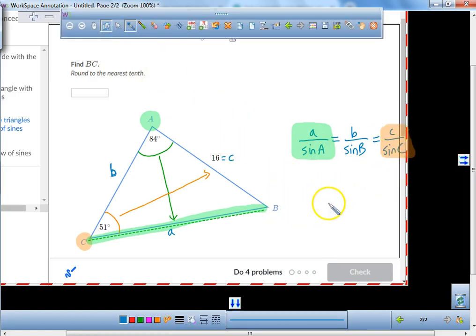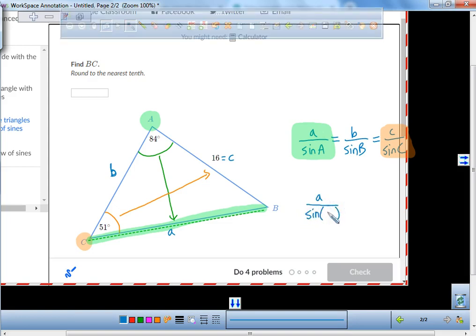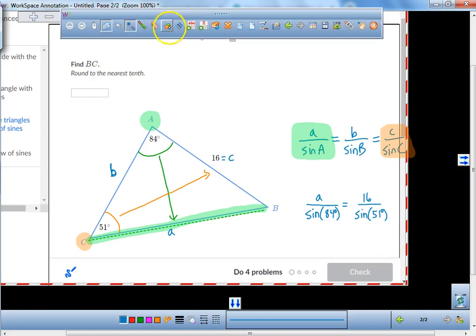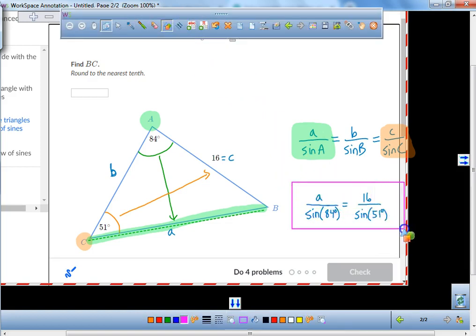So if you would please, just do this with me. What is lowercase a? I don't know, so I'm going to put lowercase a times the sine of, what's angle A? 84, so I put 84. Equals c, what's lowercase c? 16, over the sine of capital C, which is 51, so I put 51. There we go. So right now, nice and neat. Could you please write that down in your journal?